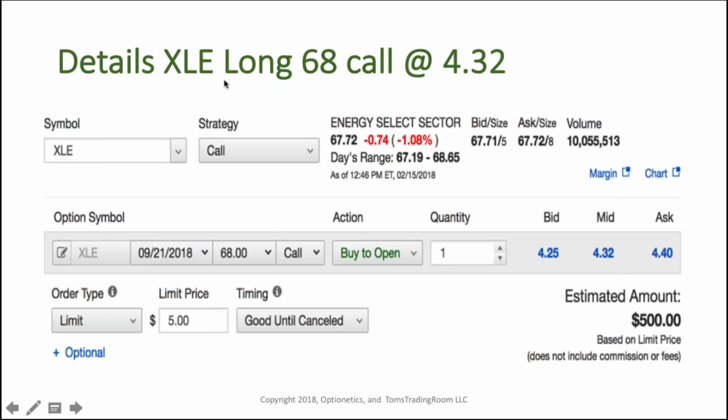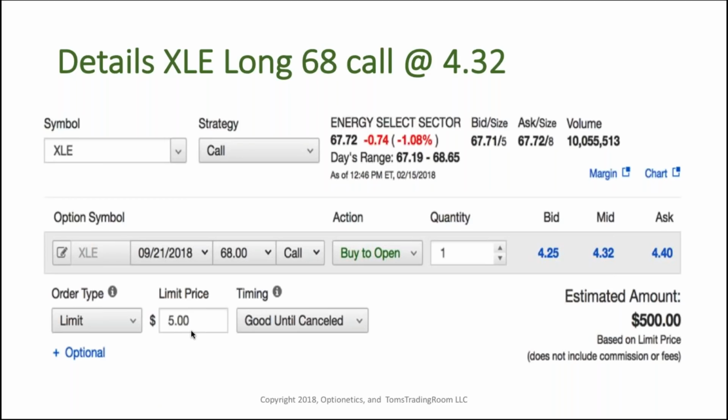All right, this is an example of how that would be put into a brokerage account. So the long XLE call, and this shows you here, this was on February 15th. Note the time, and on February 15th, we're looking at the September 21st options expiration. 68 calls, 425 by 440 at the time.